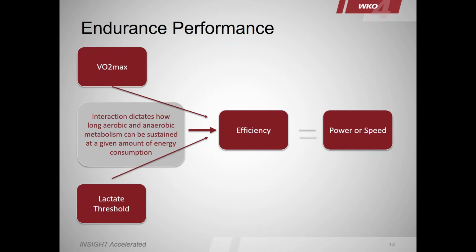You have VO2 max and lactate threshold. Those two items are very related, and it's actually easier to track most things in lactate threshold or FTP than in VO2 max. But from a physiological sense, the interaction of those two really dictates how long aerobic and anaerobic metabolism can be sustained at any given amount of energy consumption. Run that through efficiency, and that is another way of thinking about how you put out power or speed. So the relationship between those two is very important.